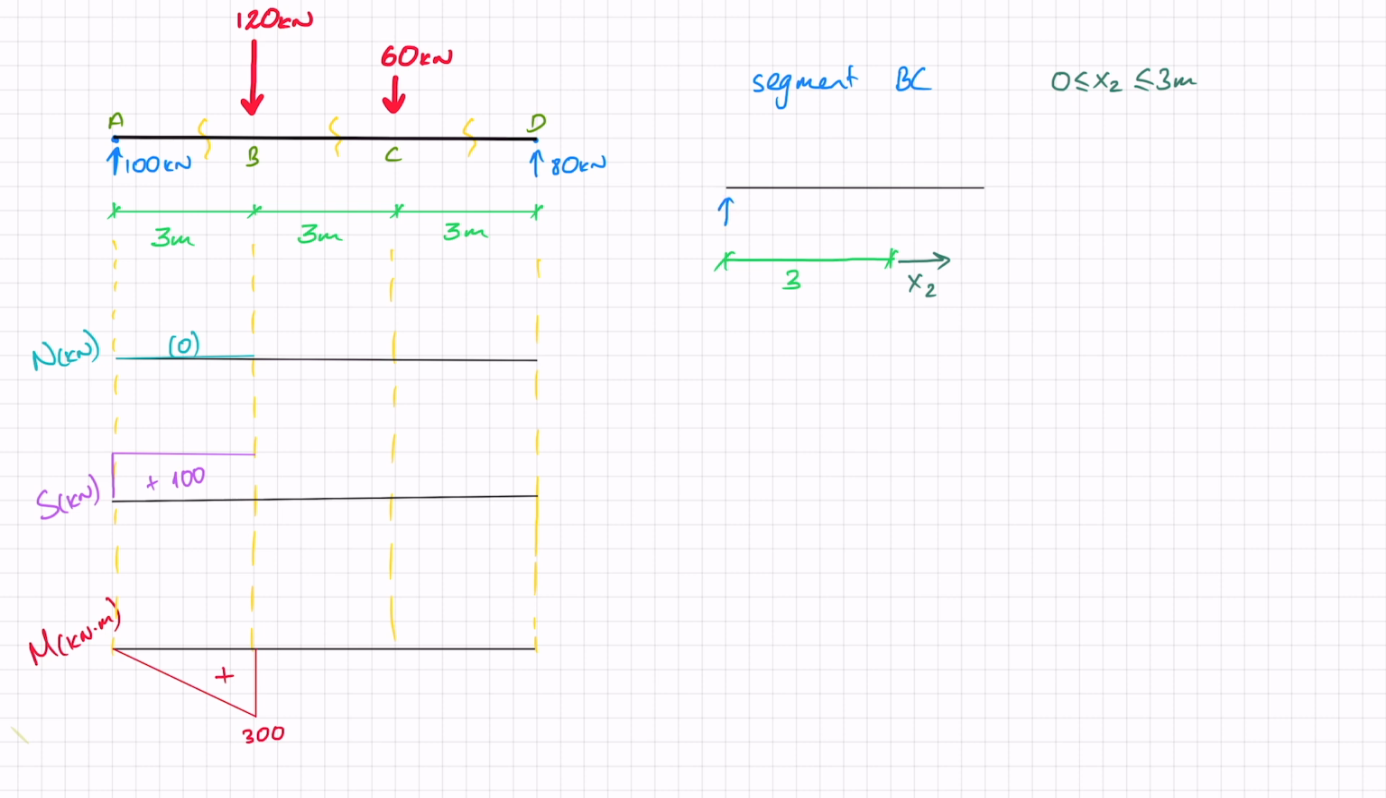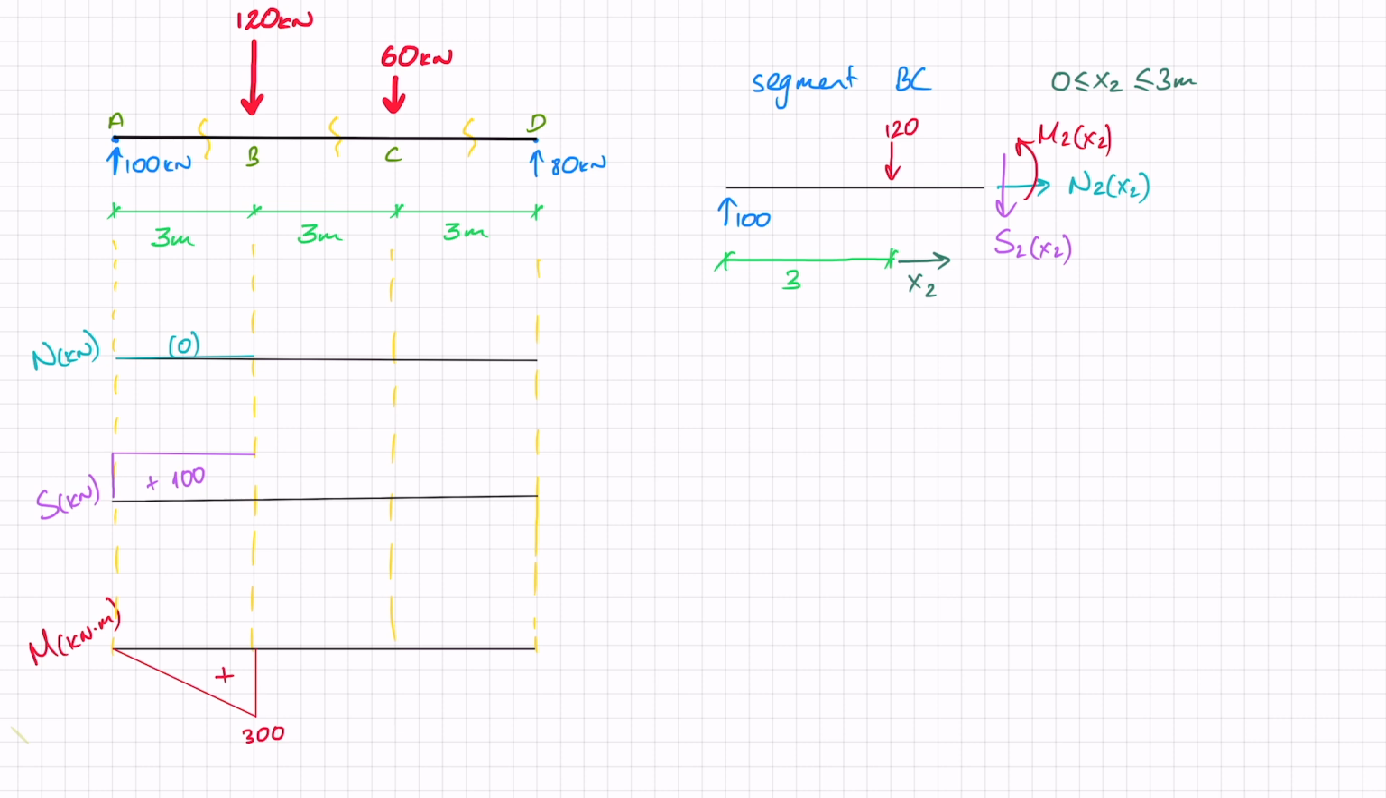I am going to draw in all my forces, so I've got my 100 reaction. I've now passed point B, so now I've got 120 of external force here. And between B and C, I also have my internal forces. So I've got N2, so just my second axial force, I've got S2 and I've got M2. Again, all of these drawn according to my sign convention.